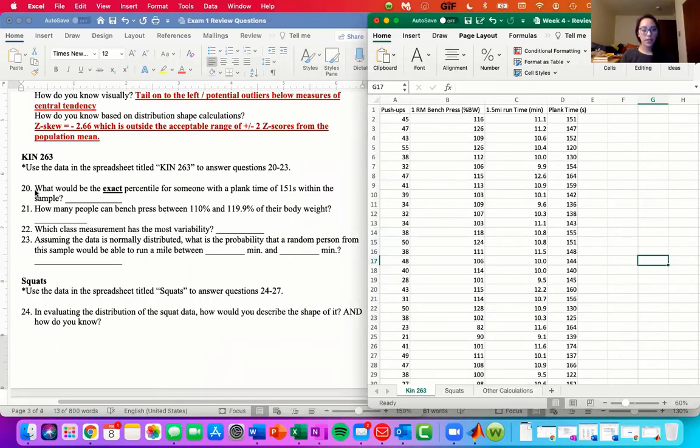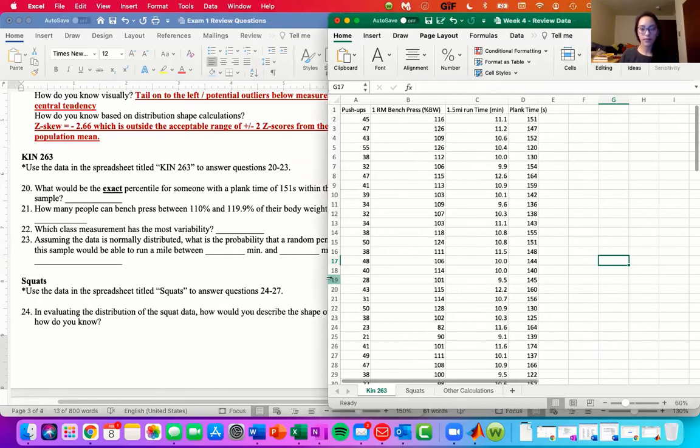Question number 20 in this case asks, what would be the exact percentile for someone with a Planck time of 151 seconds within the sample? How might we figure this out? I'll just make note here that X is 151.